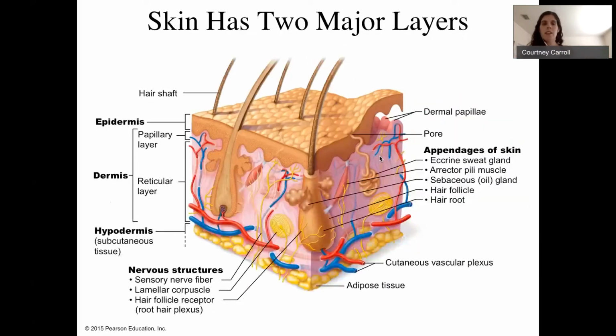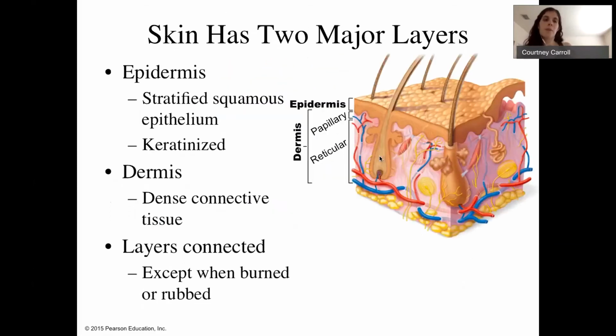The skin itself has two major layers. It's got a superficial epidermis, and beneath it a deeper dermis. Beneath that is a layer called our hypodermis, which is not technically a part of the skin. The epidermis is made of stratified squamous epithelium, and again, it's keratinized. It has lots of keratin to help prevent water loss, and the dermis is that dense connective tissue.